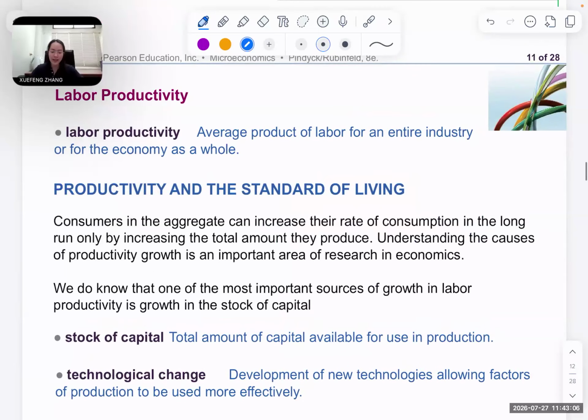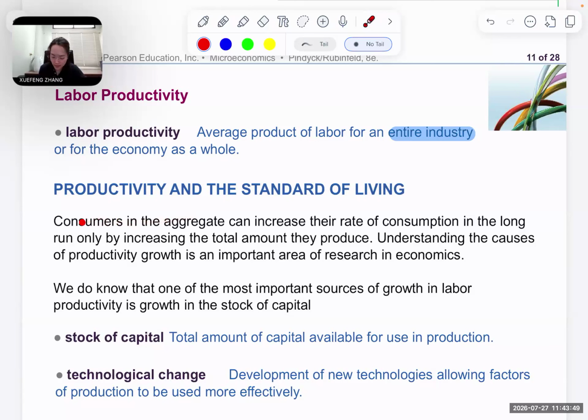Okay, here, labor productivity. What is labor productivity? Average product of labor for an entire industry or for the economy as a whole. All right, so here, labor productivity is just the average product idea we already learned, but applied to a whole industry or a whole country, not just one firm. So why does this matter? Because there's a direct link between productivity and standard of living. Okay?